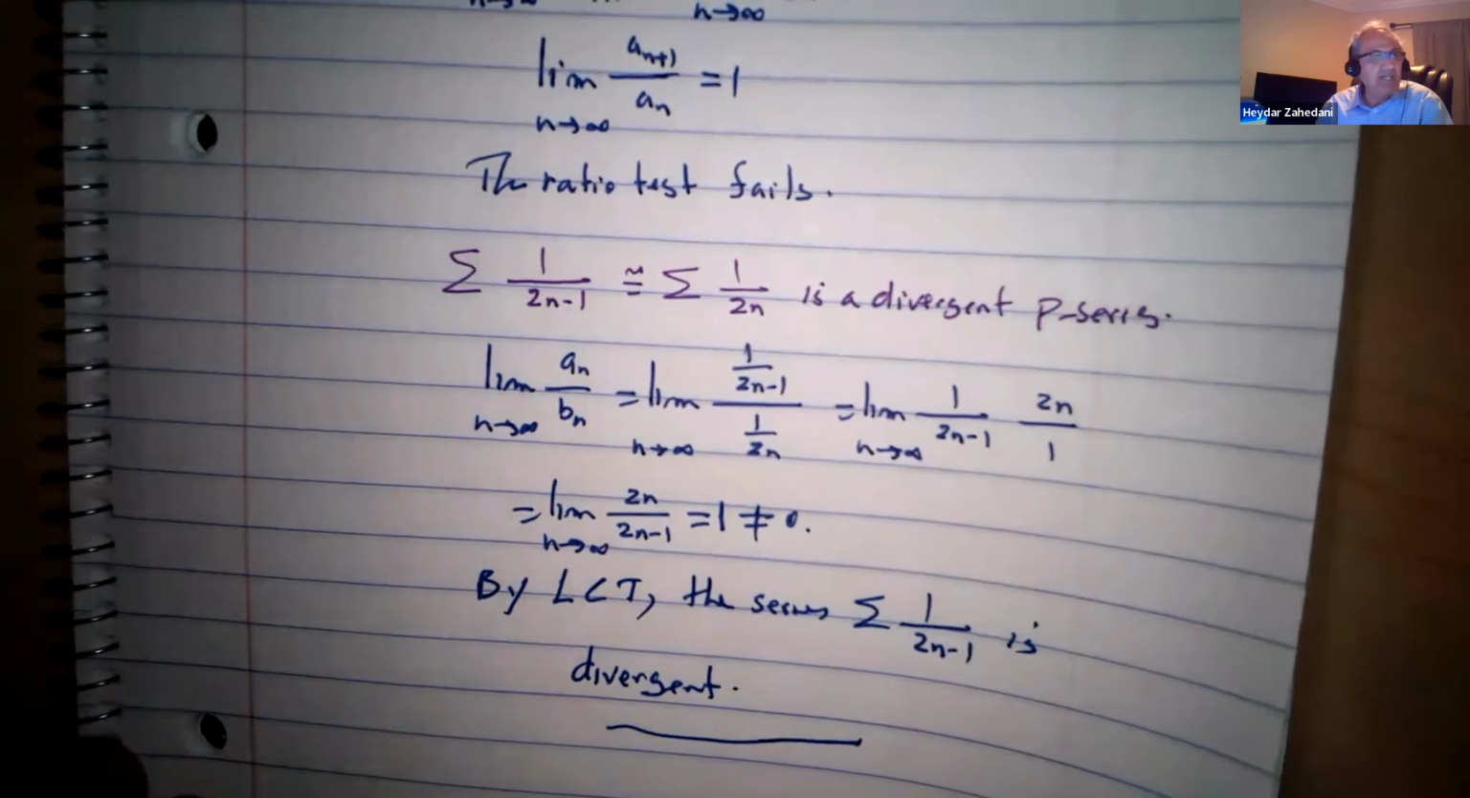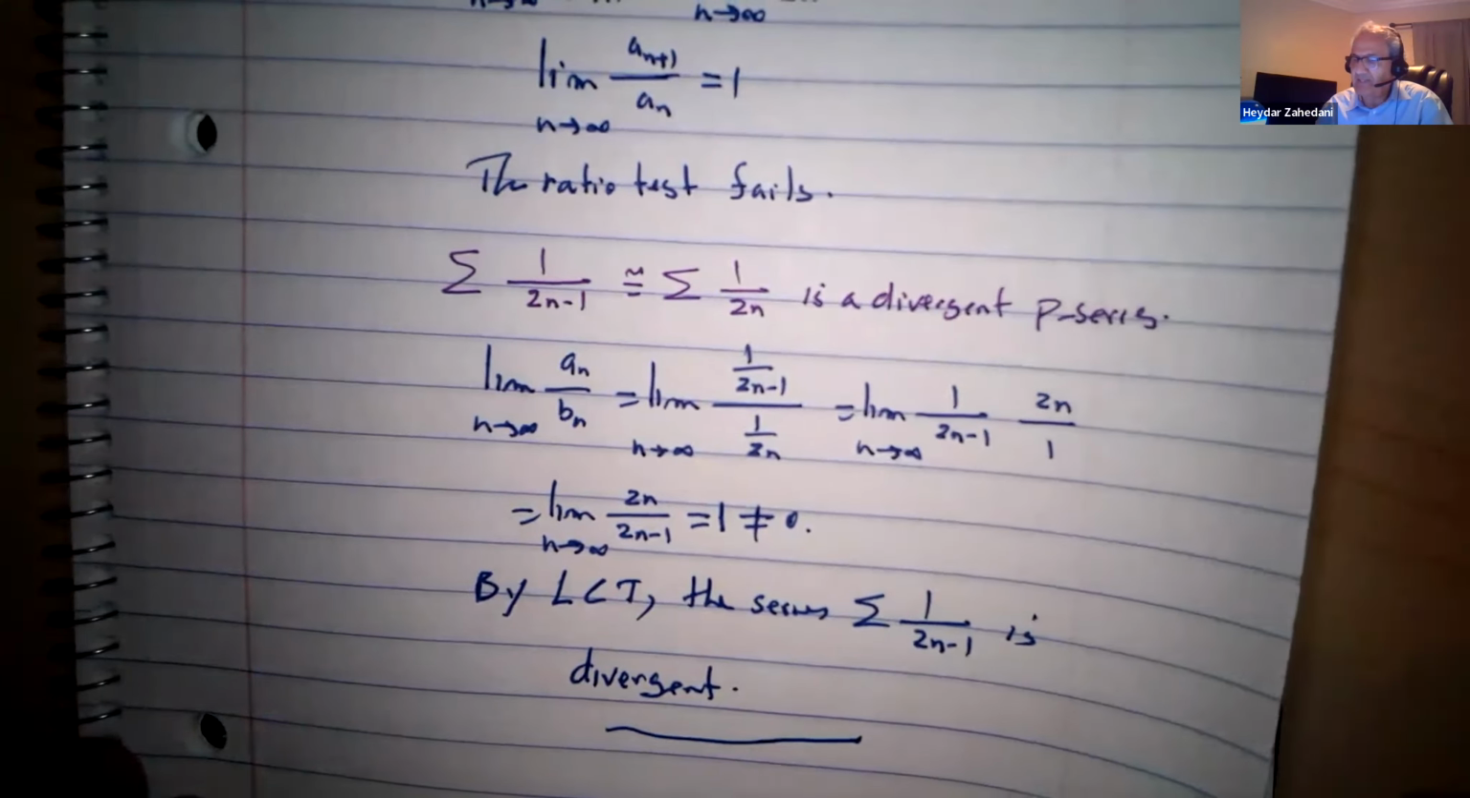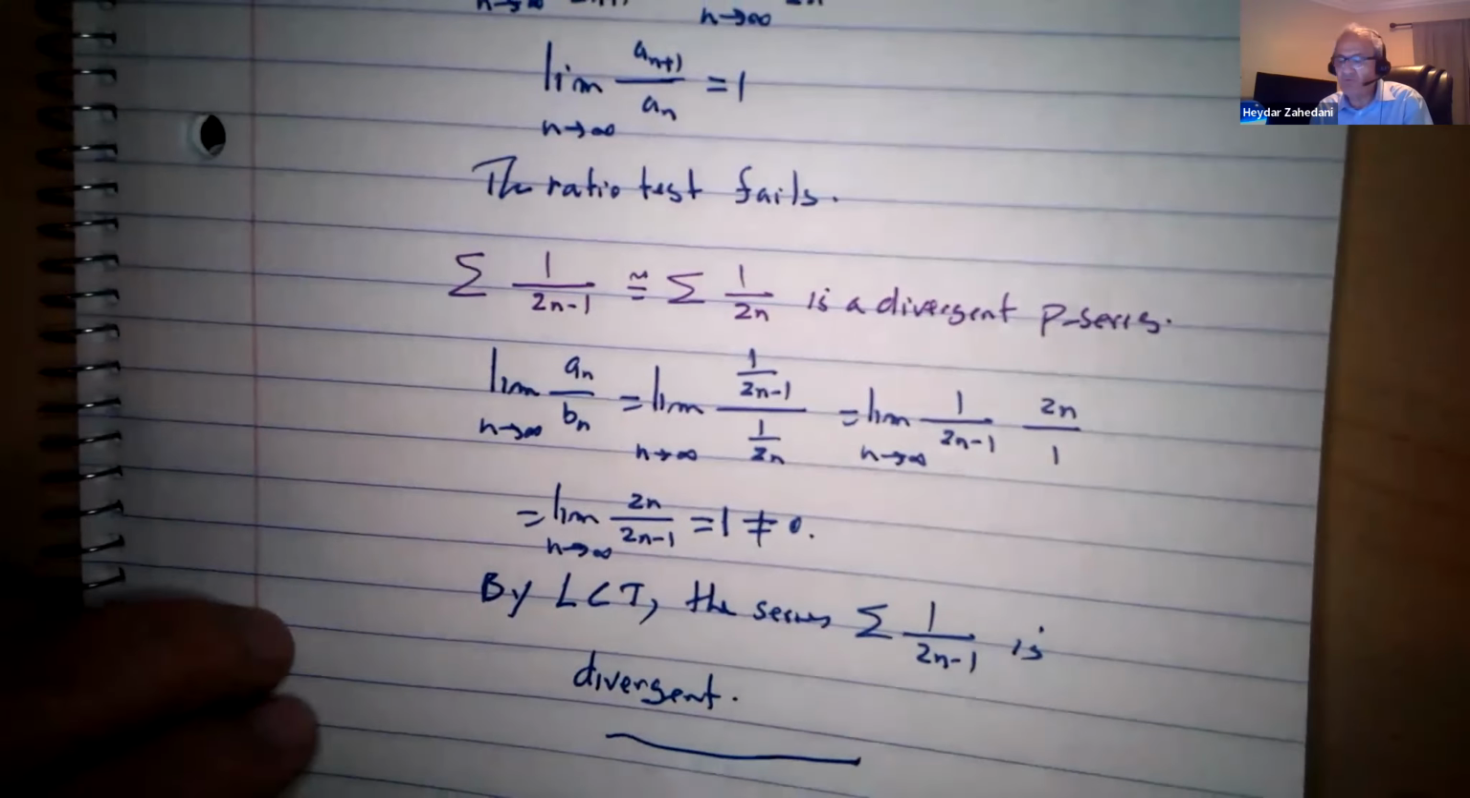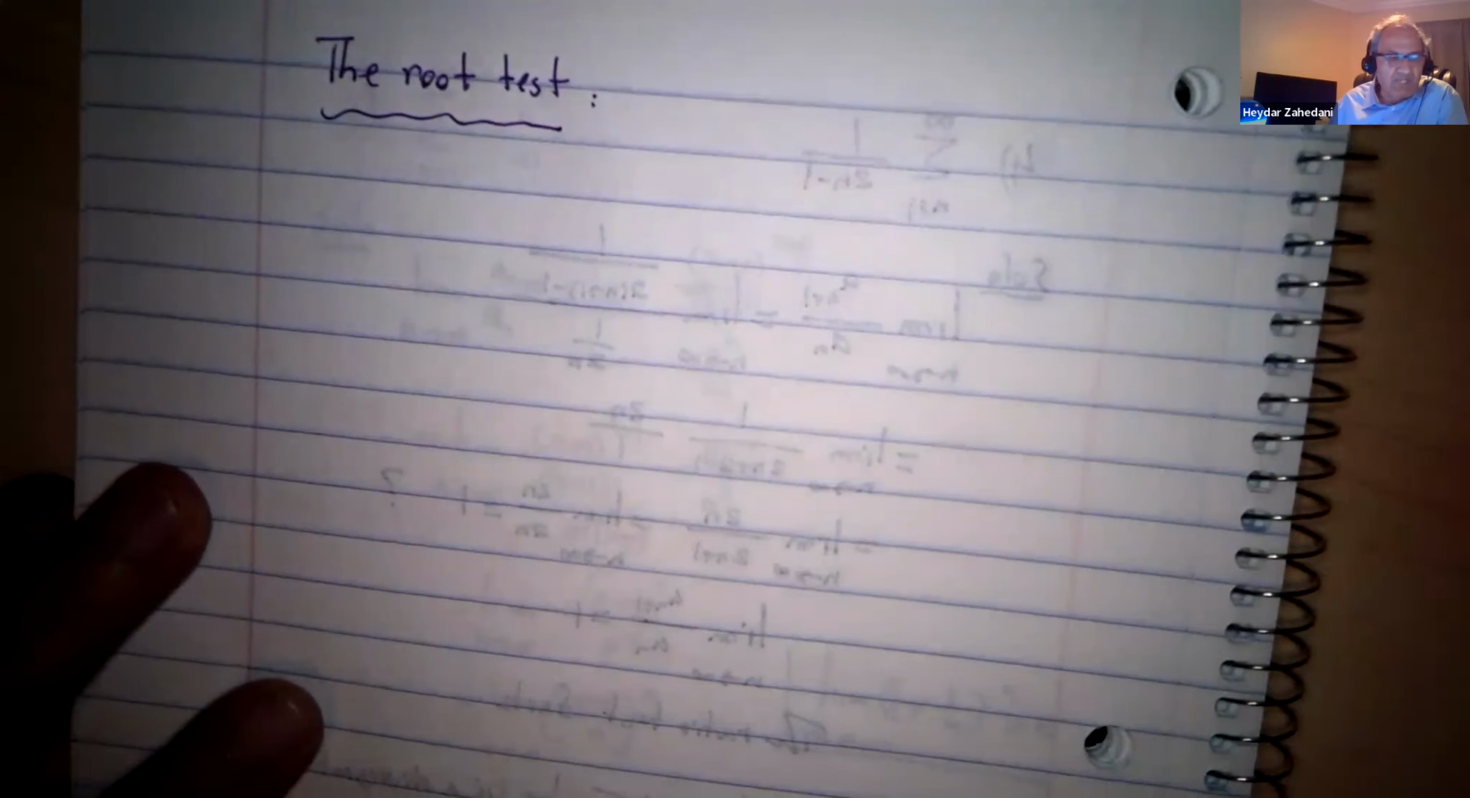Now there is another test. Whatever you can do with the ratio test, you can do with that test too. That would be useful for some very specific ones. This is the one we call the root test. So what is the root test? The root test is the last test that we have for series with positive terms.